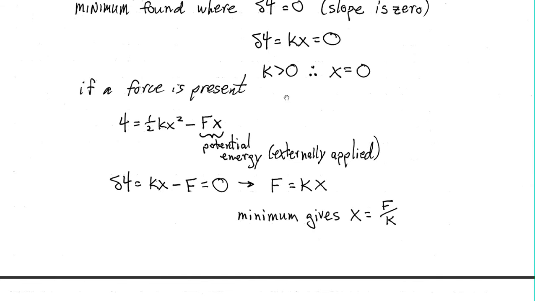What if a force is present? So in this case, we're defining the energy as the internal energy minus this potential energy. You go through the same process, take a variation, you have kx, you also have minus f, so I'm just taking a derivative with respect to x on both of these terms, set that equal to 0, and we get what we started with earlier, force equals kx. And you can find the minimum wherever x equals f over k.